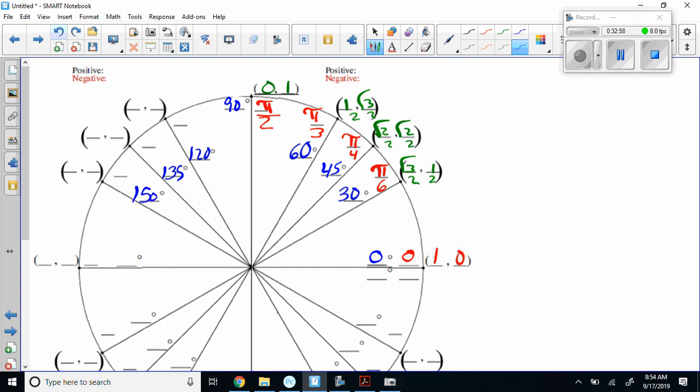Now, what would the radians be? This one's pi, and that would be 180, and the coordinates would be what? -1, 0. What would this one be, guys?